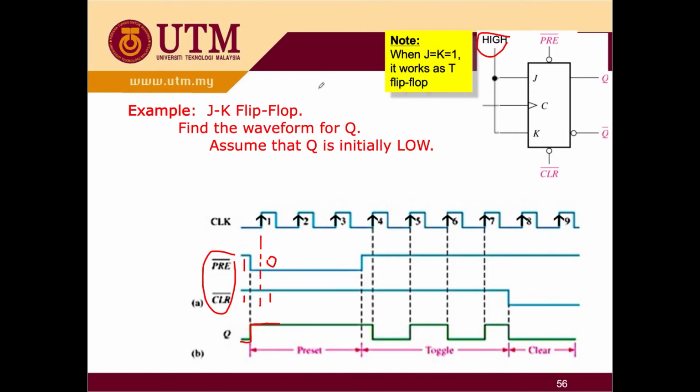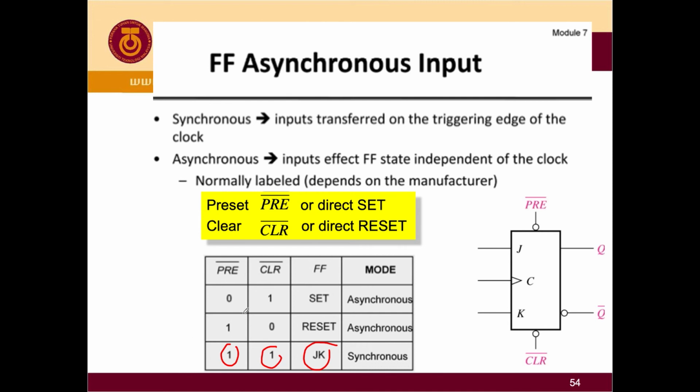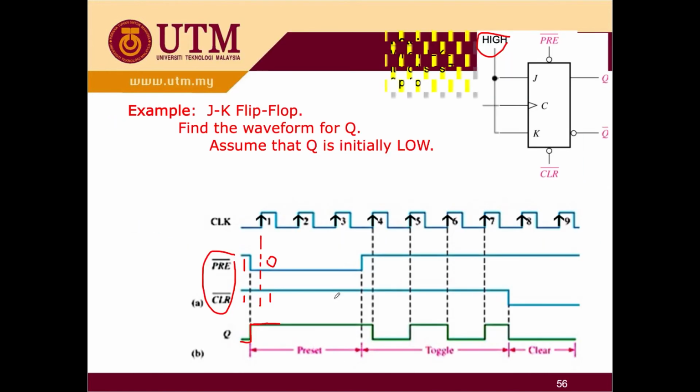Okay, so you have this one for your clock, but it will remain the same when you have the preset which is 0, and then your clear is 1. So your flip-flop will be at the set. See over here, it will set, which is value 1, until the next. You will get similar until these change on your preset and also clear.